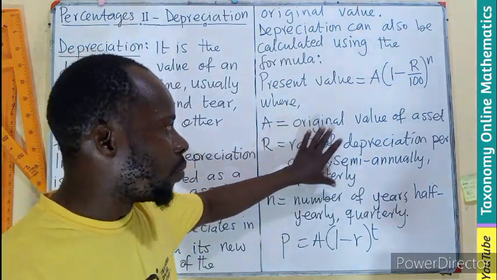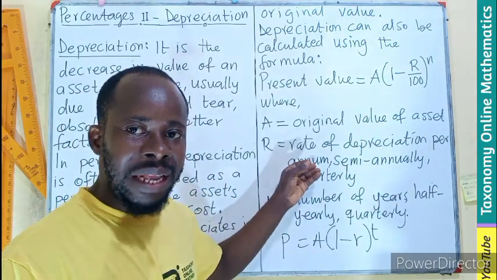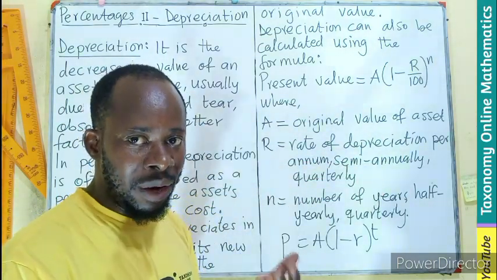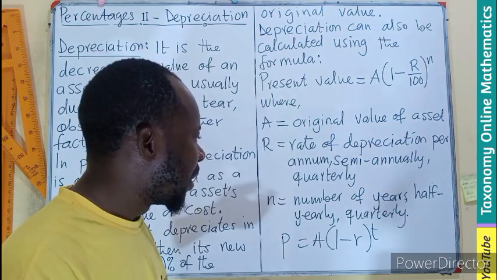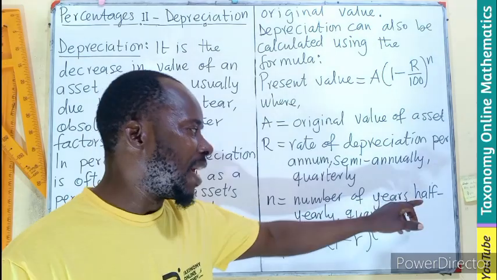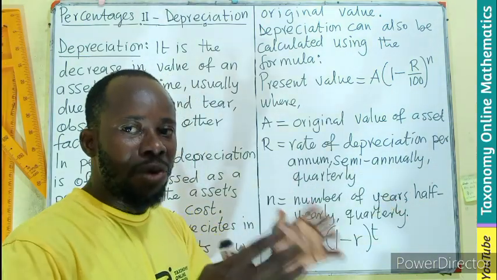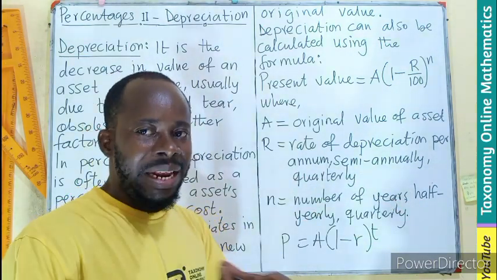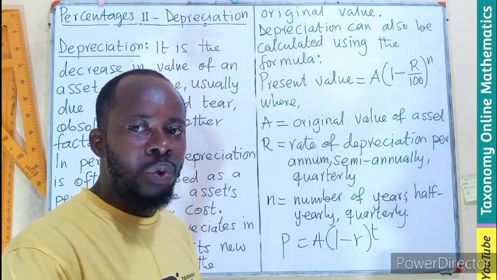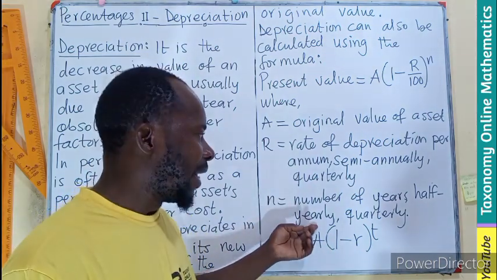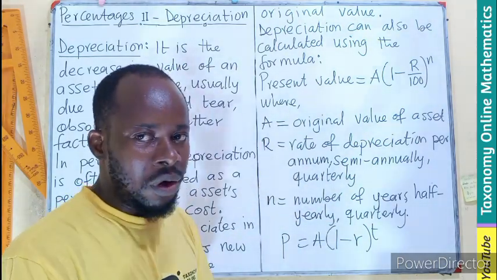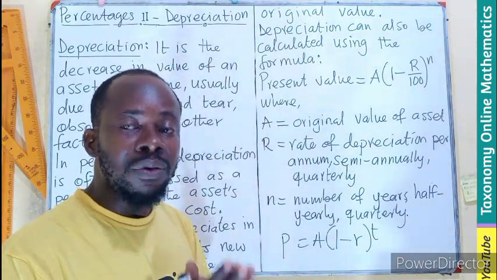Then that rate could be applied either annually, that is per annum, or semi-annually, or quarterly, depending on how the question will be framed. Then the n we are having there is just the number of years or the number of calculations to be done per the depreciation. So how many years are we having the value depreciating? Then it could be yearly or half a year or quarterly, all depending on how the questions will be framed.